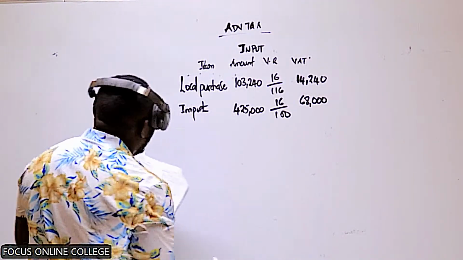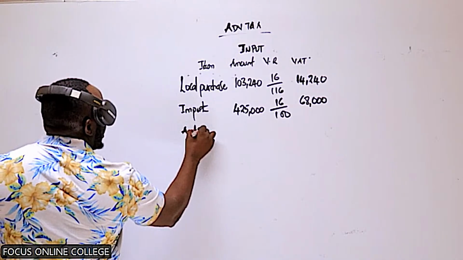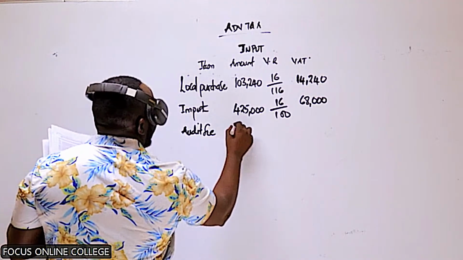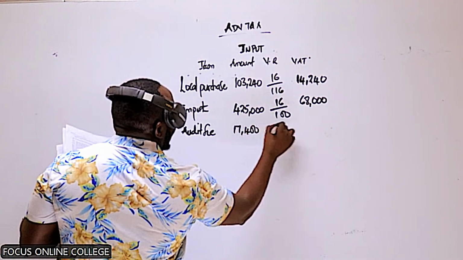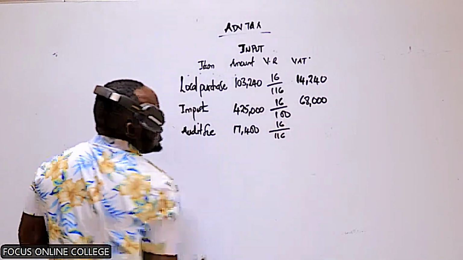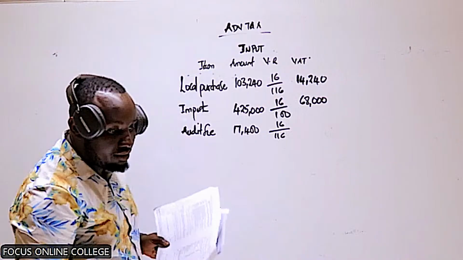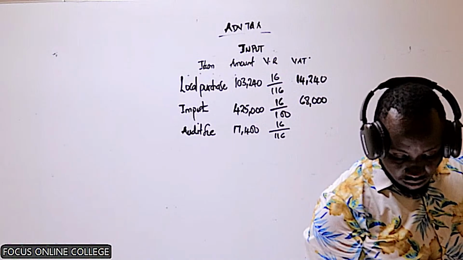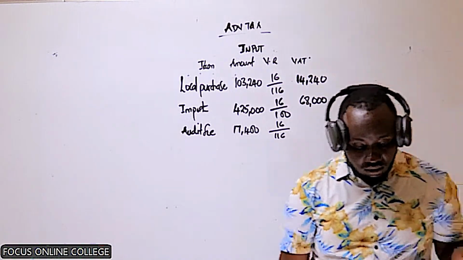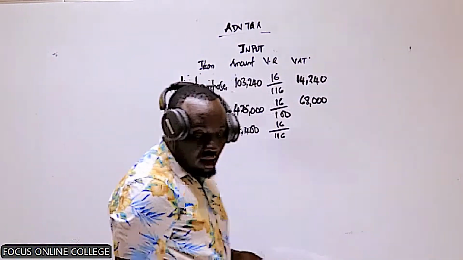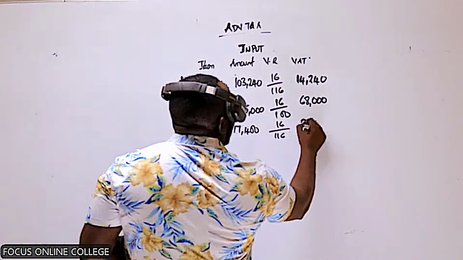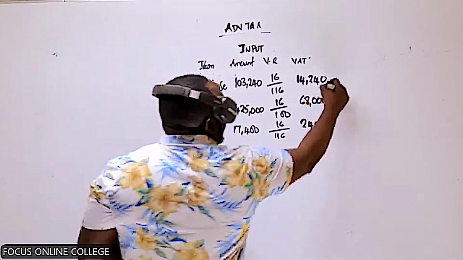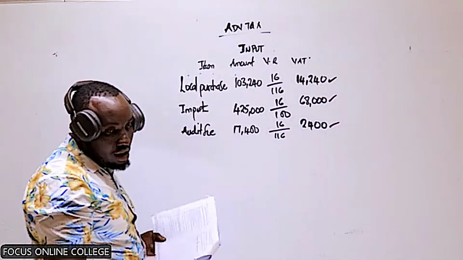Then we go to audit fee paid. Next is audit fee. For audit fee, we have a figure of 17,400. We have 16 over 116. So what is the VAT on audit fee? Meanwhile, as you make the entries, as you make right entries, you're scoring marks.